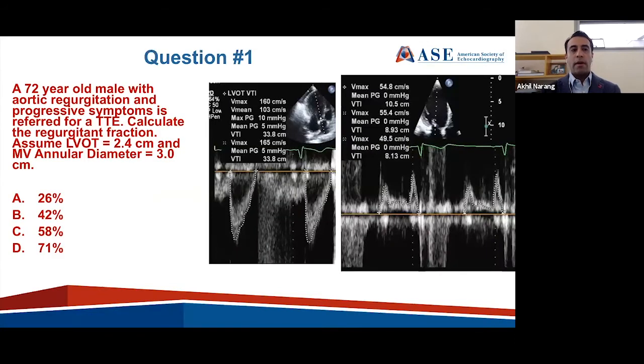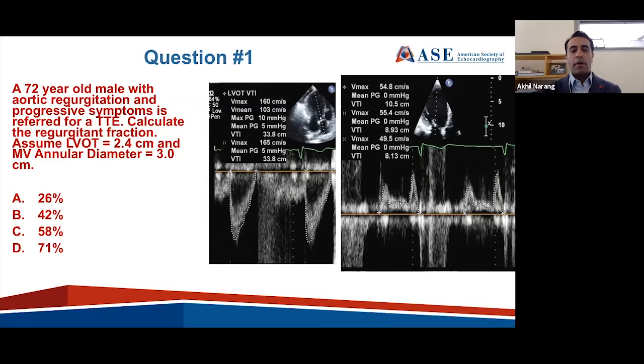Question number 1: a 72-year-old male with aortic regurgitation and progressive symptoms is referred for a transthoracic echocardiogram. Calculate the regurgitant fraction. Assume an LVOT of 2.4 centimeters and a mitral valve annular diameter of 3.0 centimeters. The answer choices are A, 26%, B, 42%, C, 58%, or D, 71%.